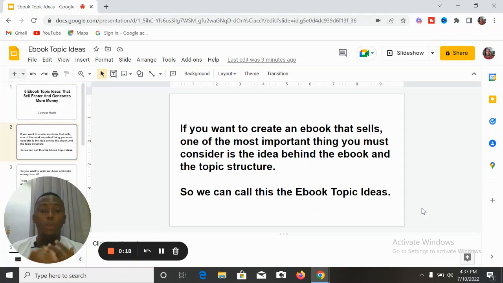Okay. If you want to create an ebook that sells, one of the most important factors that you should consider is the idea behind the ebook and, of course, the topic structure. Because before people start reading your ebook, the topic or the title is what attracts them, right? The title of the ebook is what attracts them. So you can call this the ebook topic ideas or the ebook title ideas, whichever one you want to call it.